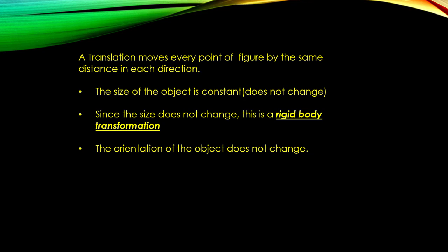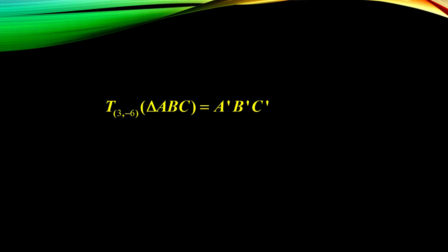Now, we're talking about function notation for translations, and it looks like this. The T says that we're going to translate some object, in this case triangle ABC. And now we have to tell it how we're going to operate on that object. And that comes right here.